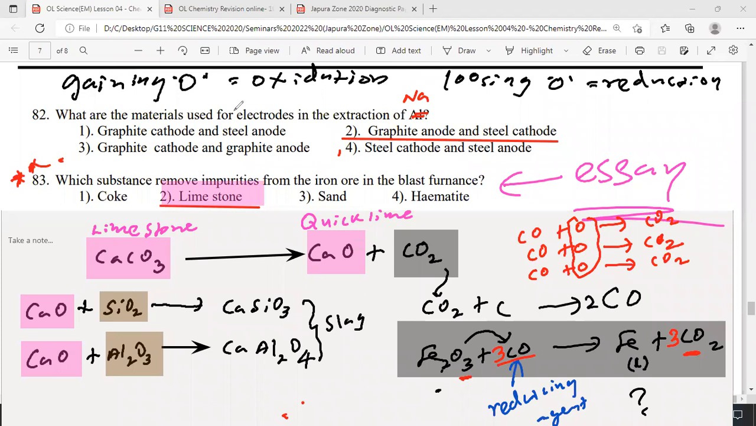Done, right? So 5 reactions we have to remember. 3 reactions are linked with the removal of impurities, but the other 2 reactions are linked with the removal of oxygen from hematite.